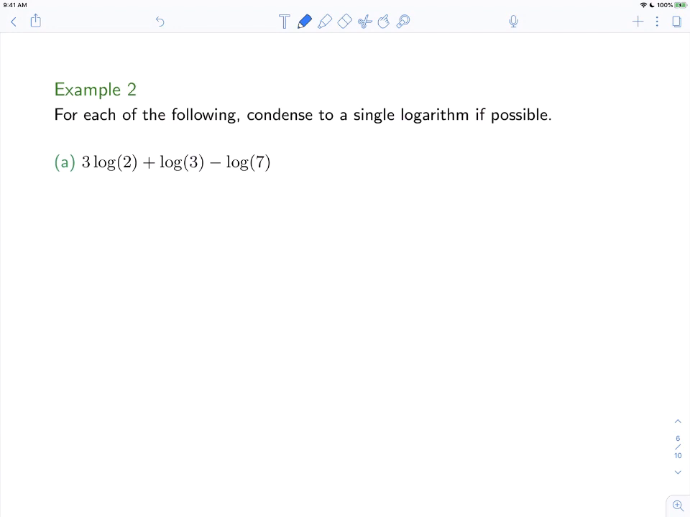The first thing I'm going to do is write 3 log 2 as log of 2 cubed. So I'm doing the opposite of what I was doing before. I'm taking that 3 in front of the logarithm and putting it into the exponent. Plus log 3 minus log 7. I could do something to that, but I just didn't. Okay, 2 cubed is 8, so this is log 8 plus log 3 minus log 7.